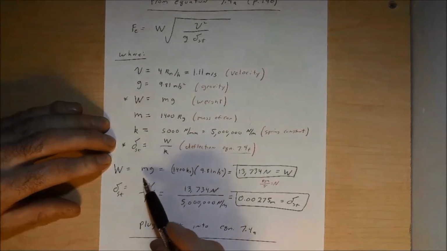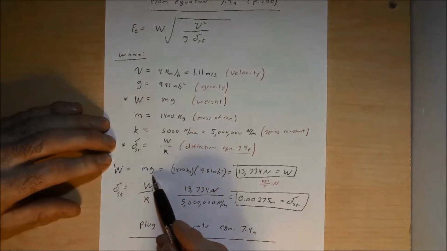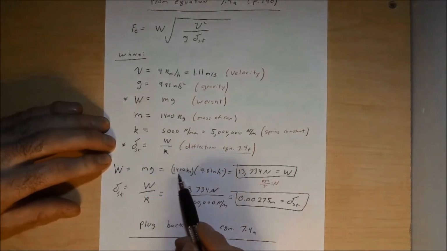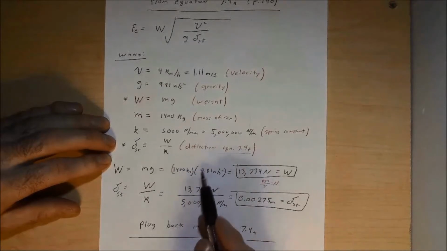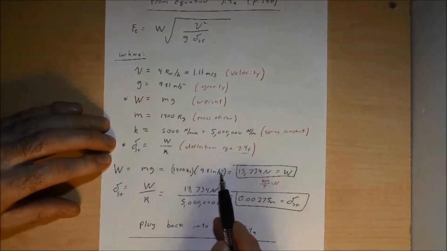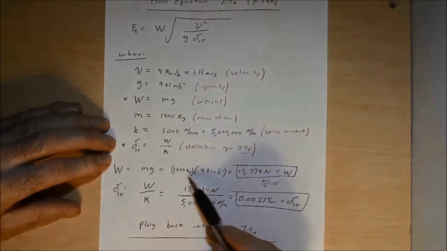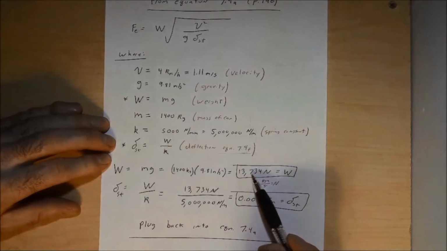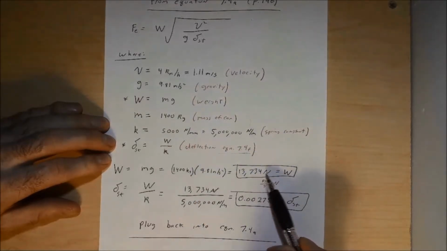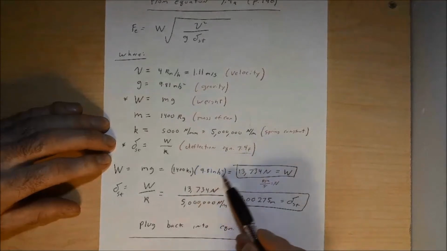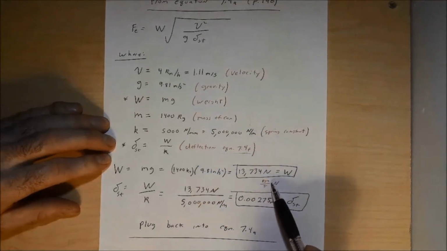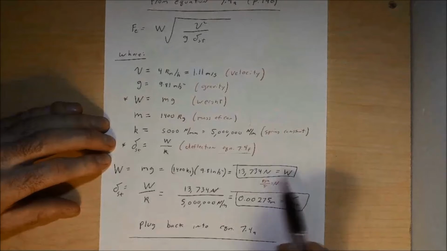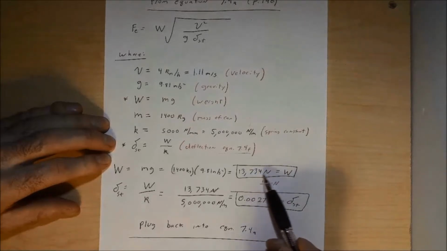So our weight, again, is equal to mass times the acceleration due to gravity. Our mass is 1,400 kilograms, and our acceleration due to gravity is 9.81 meters per second squared. When I multiply these two together, it is 13,734 newtons. It's newtons because we have kilogram meters per second squared, and kilograms meters per second squared is newtons. So our weight force is 13,734 newtons.